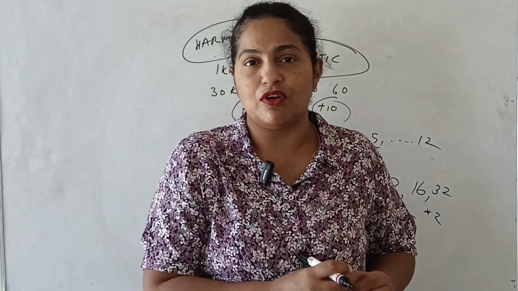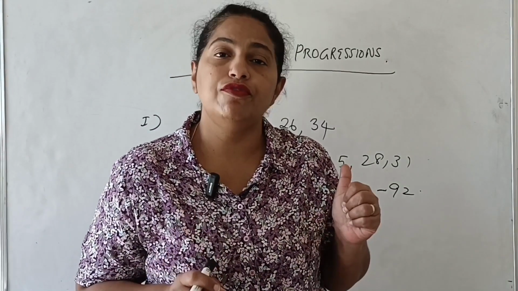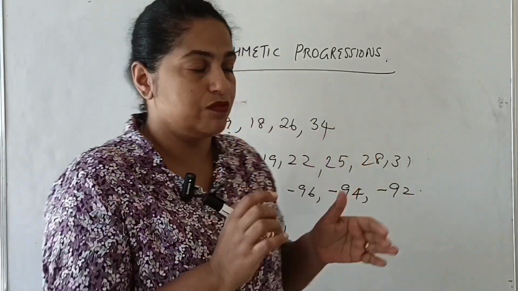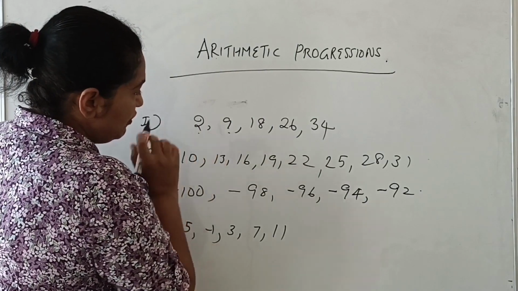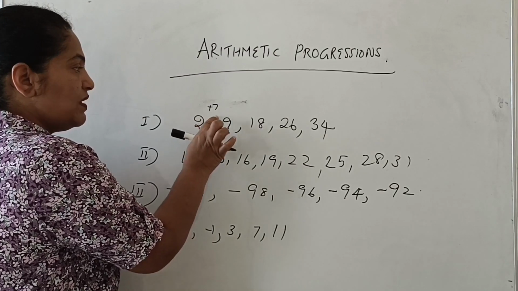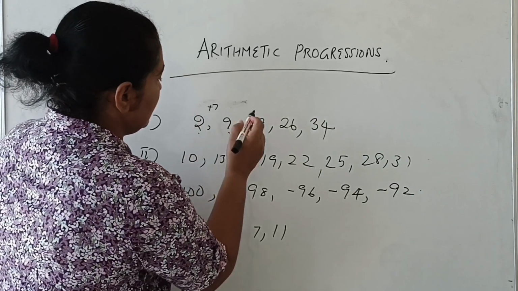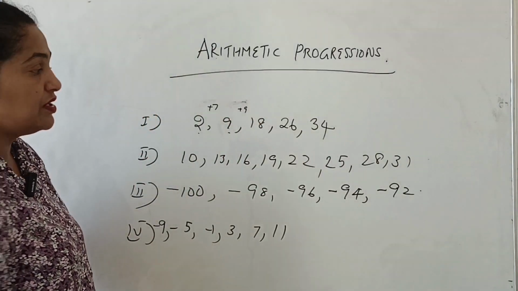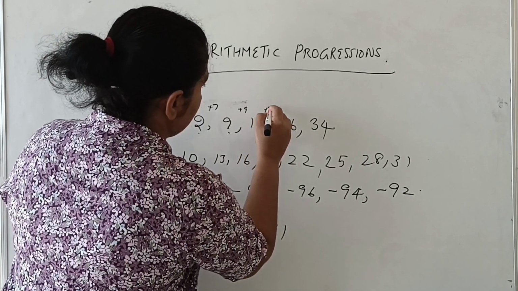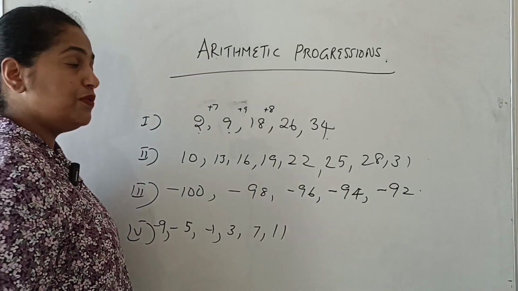Now let us focus on arithmetic progressions and move on with our chapter. Guys, I have written down a few progressions over here. Let us find out the difference between the successive terms. In the first one, the difference between the second term and the first term is +7, which means 2 + 7 gives me 9. What about the third minus the second term? 18 minus 9 will give me +9. Correct. 26 minus 18. What is the value? +8. 34 minus 26. What is the value?